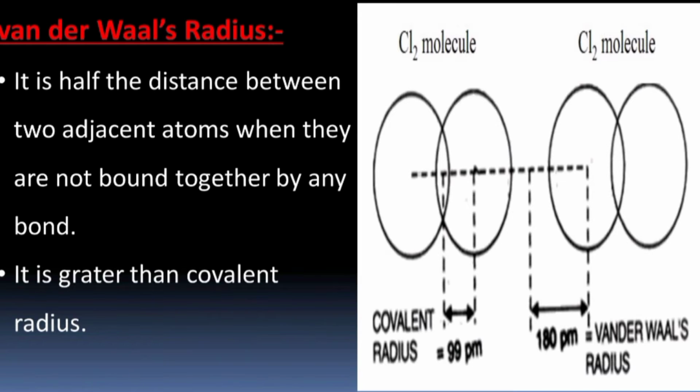Then what is the van der Waals radius? It is half the distance between two adjacent atoms when they are not bonded together by any bond, and it is greater than the atomic radius.